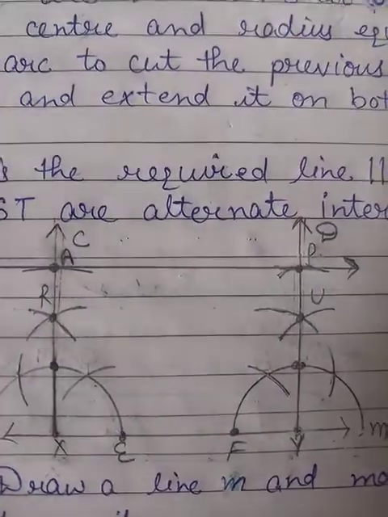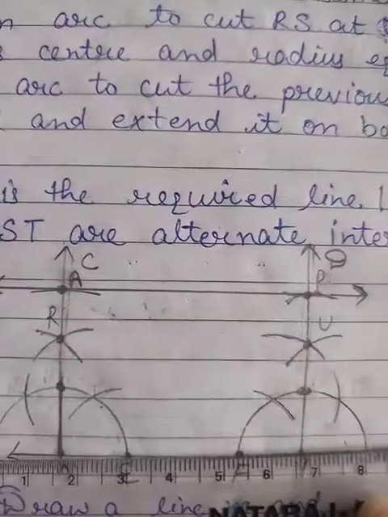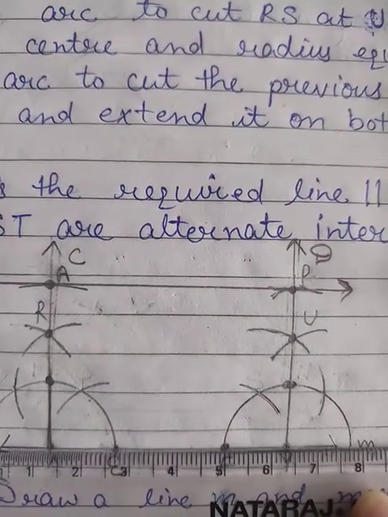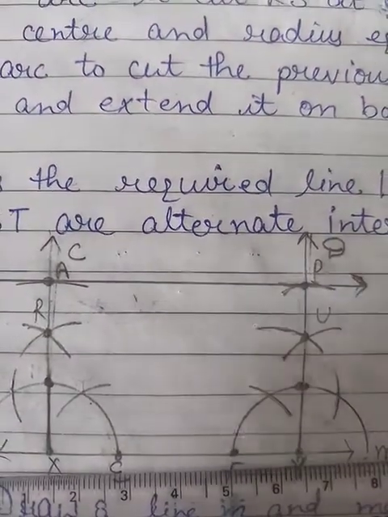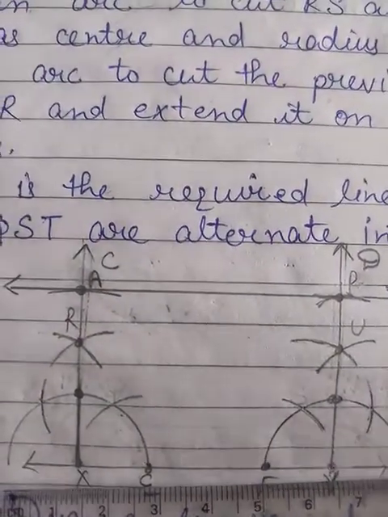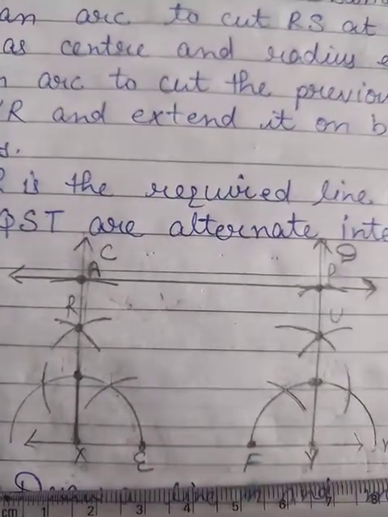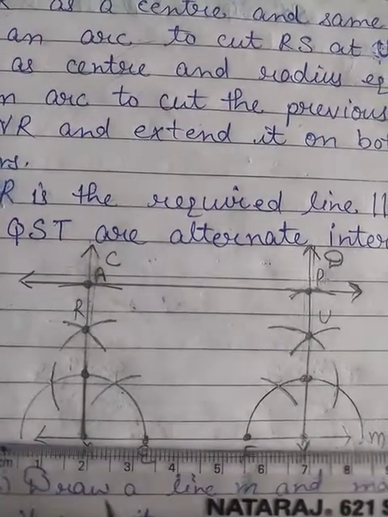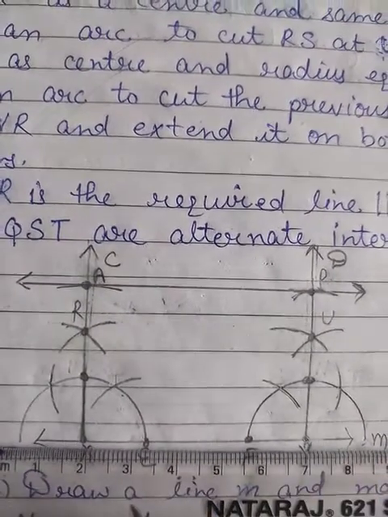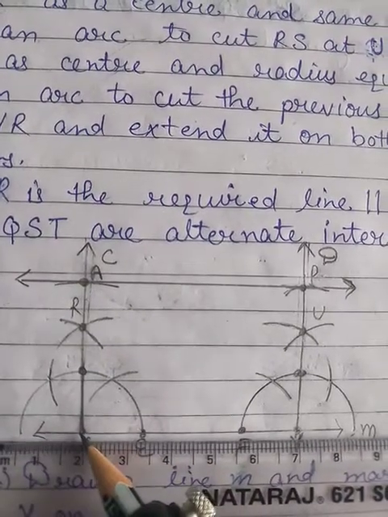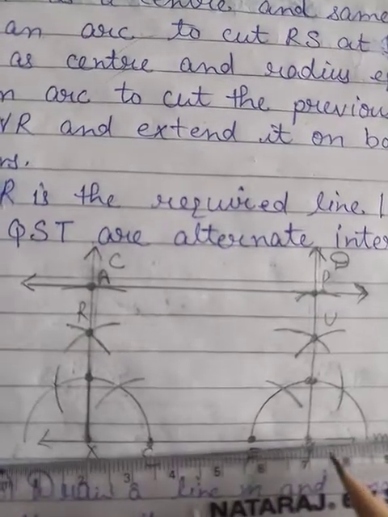So firstly we will draw a line M with any length. After drawing that line, we need to mark two points on this straight line. Firstly I will draw a straight line, that name should be M. After drawing M, we will mark two points on the line, that are X and Y.